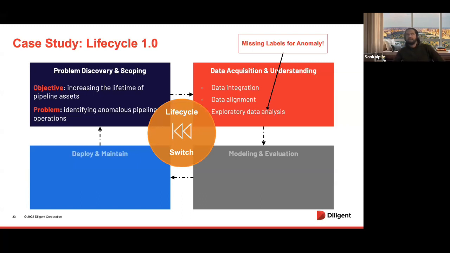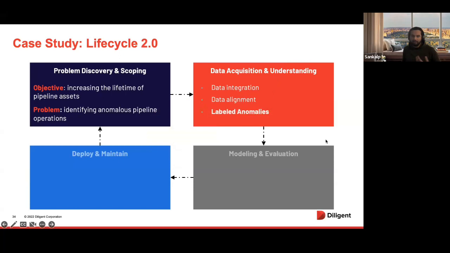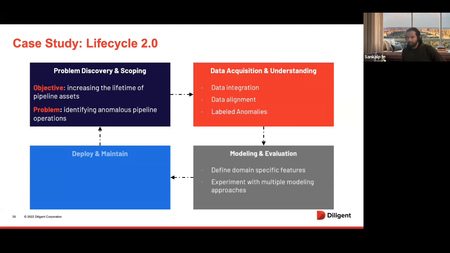In this case, the potential action would be, I would go back to my domain experts, which in this case could be pipeline operators or the control room operators, show them the data and ask them to help identify data points which reflect anomalous behavior. So hopefully with that done, we have labeled anomalies in the data. So once all the data is good, we move on to the next phase, which is modeling and evaluation.